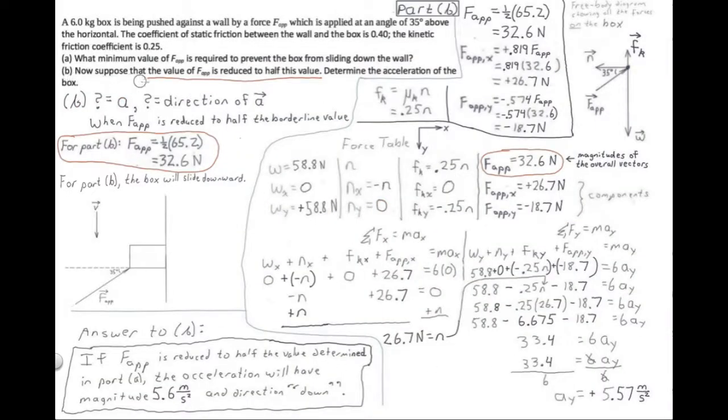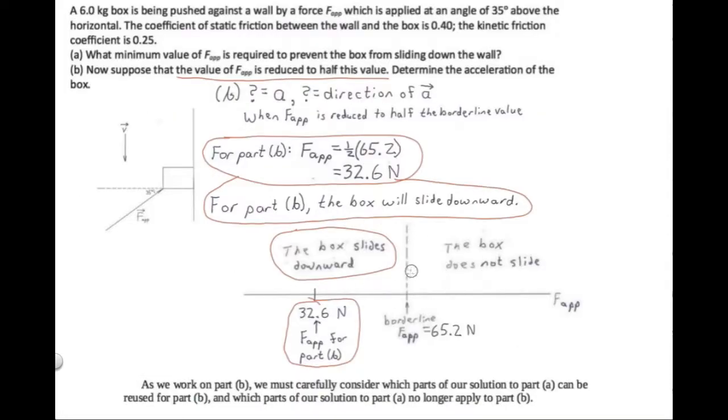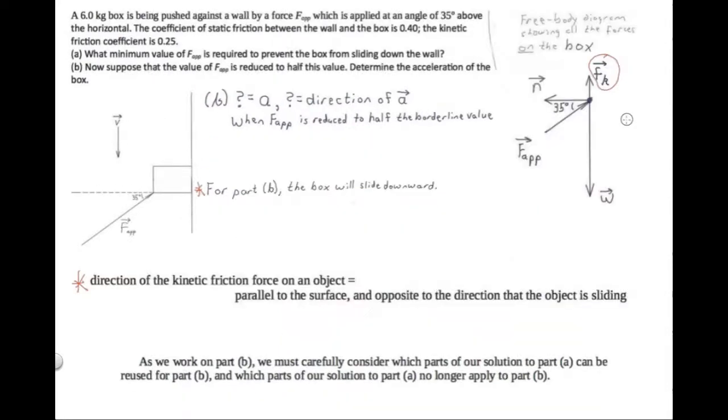Read Part B carefully to see that we should set the magnitude for the applied force for Part B equal to half the value that we determined in Part A. As this diagram indicates, with an applied force that is less than the borderline applied force, we expect the box to slide down the wall. So for Part B, we applied kinetic friction, not maximum static friction. In Part B, the box is sliding down the wall, so the kinetic friction points up.